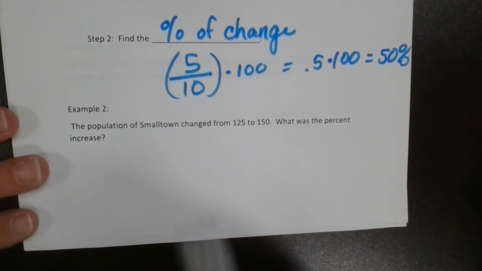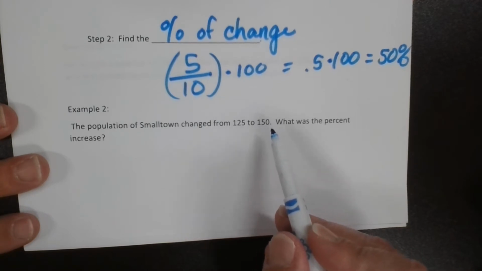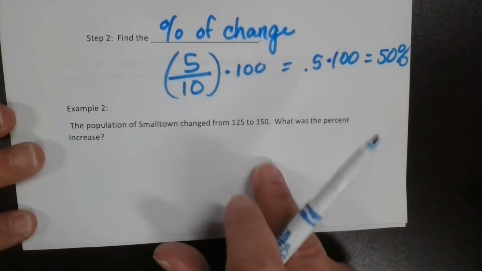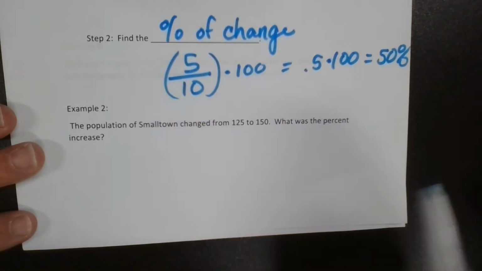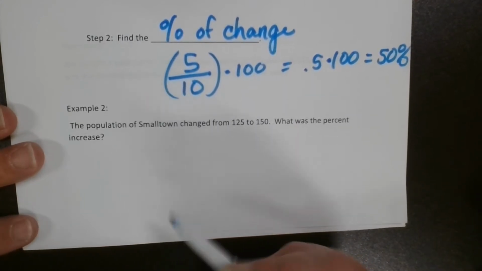Example 2. The population of a small town changed from 125 to 150. What is the percent of increase? You try this problem using this model above. See if you get the right answer. Come back to the video in a minute and check your work.